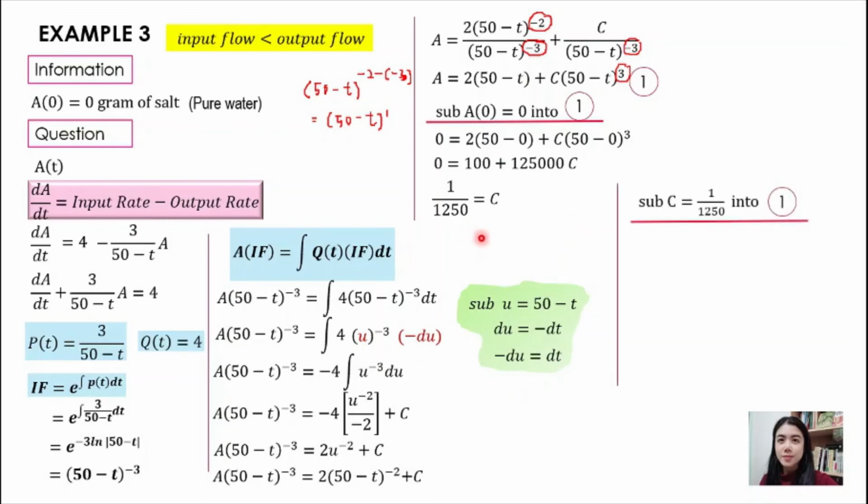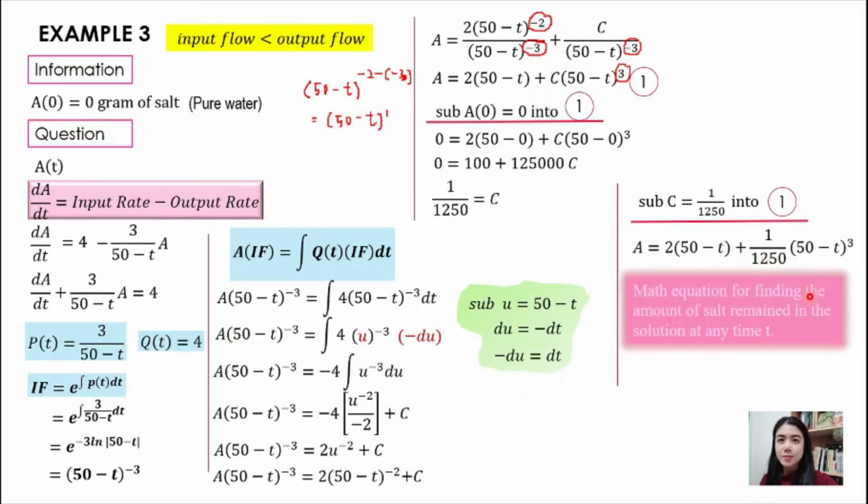Now substitute your value of c into your equation number 1. So substitute into here. You have your value of c, that is 1 over 1250. So then we obtain the equation for A. This is actually the mathematical equation for finding the amount of salt remaining in the solution at any time t.